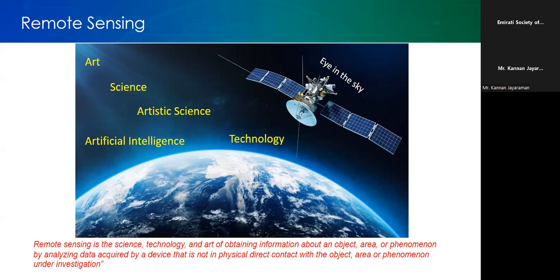So we are talking about near real-time technologies, right? Whenever we say remote sensing, it doesn't mean that we have to be there at present. Remote sensing is the science and technology of obtaining information about any phenomenon or object without having direct physical contact with the object under investigation. That's why we say there is an eye in the sky.